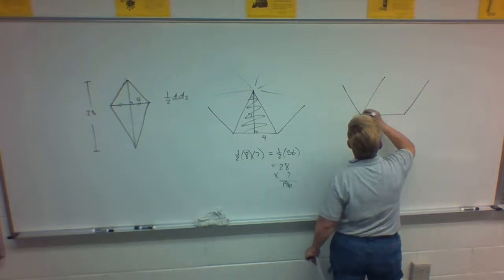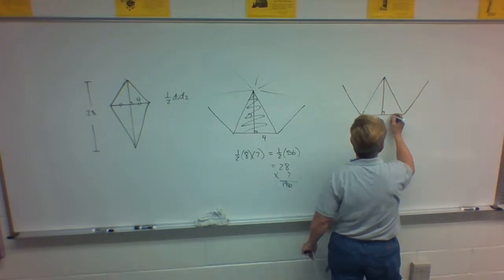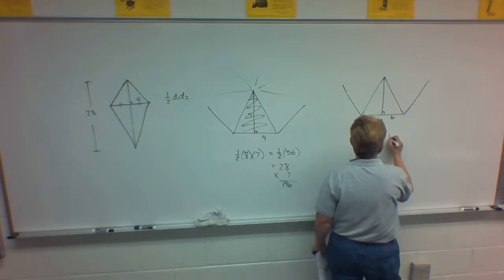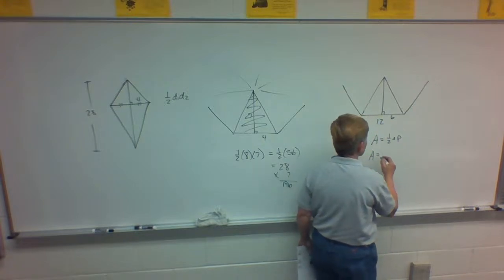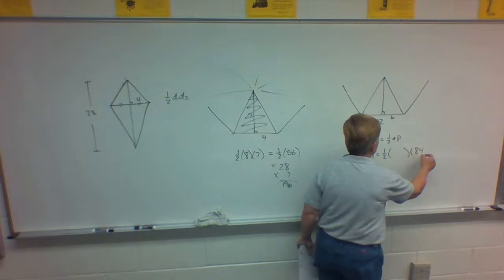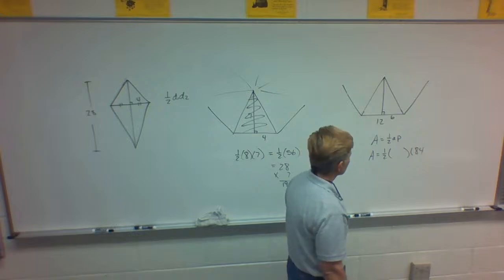So I would draw this in my picture, just like I did before, knowing that this is 6 now instead of that, because the whole thing was 12. I want to find the area, and I'm going to use area equals 1/2 AP. I need the apothem and the perimeter. The perimeter is easy. I can get the perimeter right now. It's 1/2 something times 84, since 12 times 7 is 84. Do you understand what I'm saying? Okay? Got to find that apothem.